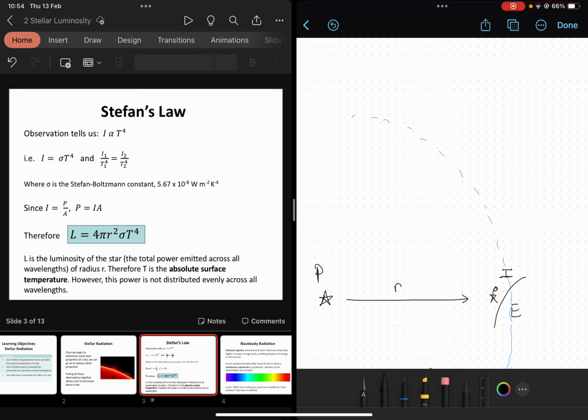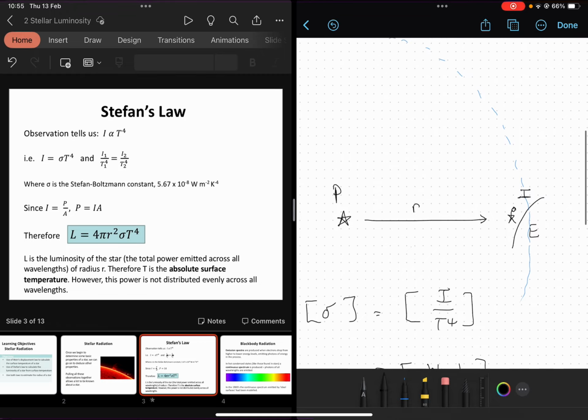So astronomers are measuring the intensity of lots of different stars, and they are observing there is a relationship between intensity and temperature. Intensity is proportional to T to the power of 4. We can convert that into a formula by introducing a constant of proportionality. Intensity is sigma T to the 4. Sigma is the Stefan-Boltzmann constant with a value of 5.67 times 10 to the minus 8.